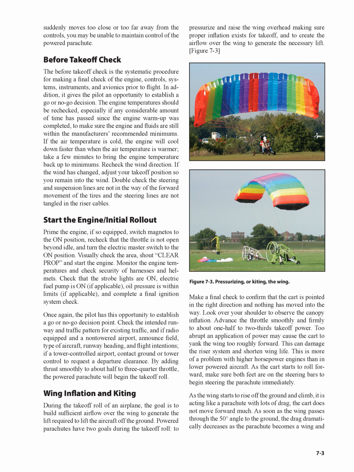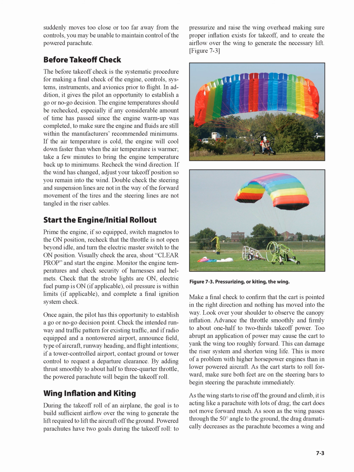Monitor the engine temperatures and check security of harnesses and helmets. Check that the strobe lights are on, electric fuel pump is on, if applicable, oil pressure is within limits, if applicable, and complete a final ignition system check. Once again, the pilot has this opportunity to establish a go or no-go decision point. Check the intended runway and traffic pattern for existing traffic, and if radio-equipped and a non-towered airport, announce field, type of aircraft, runway heading, and flight intentions.